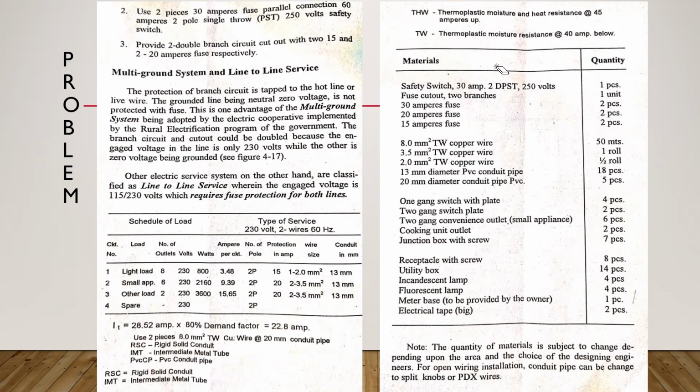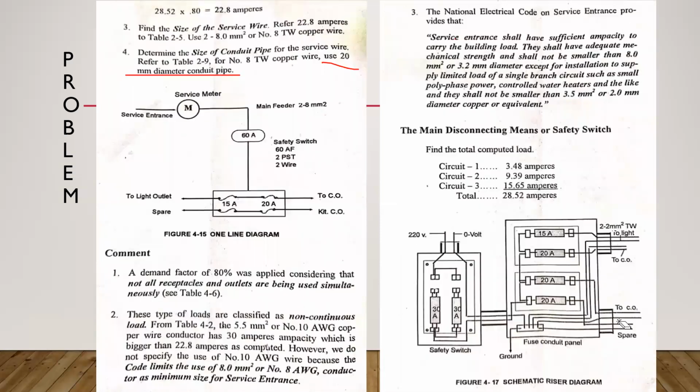Okay, number 3, provide 2 double branch circuit cutout with 2 15 and 2 20 amperes fuse respectively. So balikan natin yung ating one-line diagram. So ito ang ating one-line diagram.